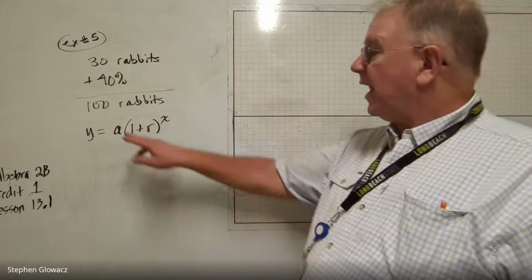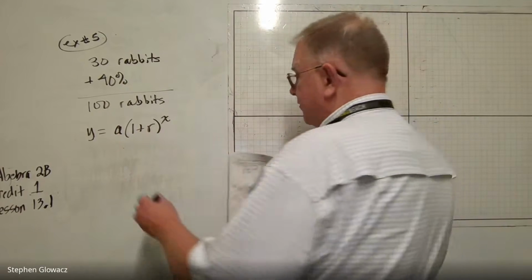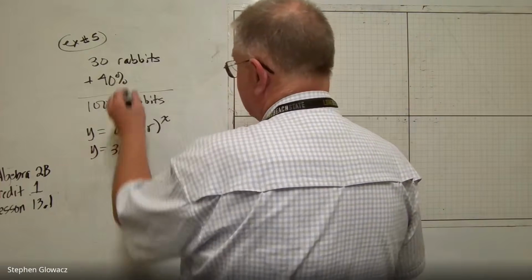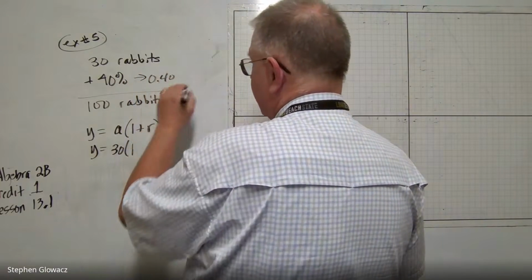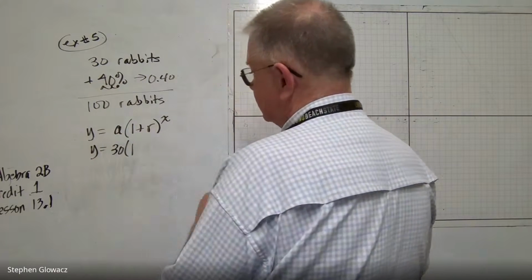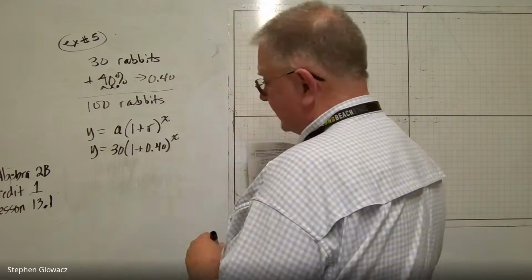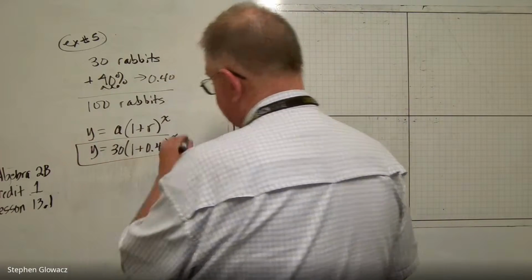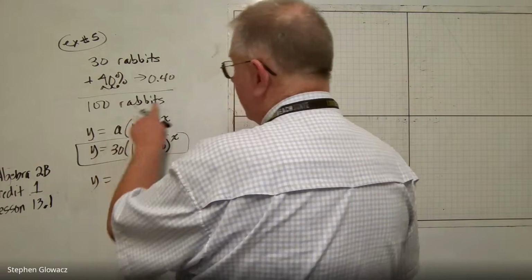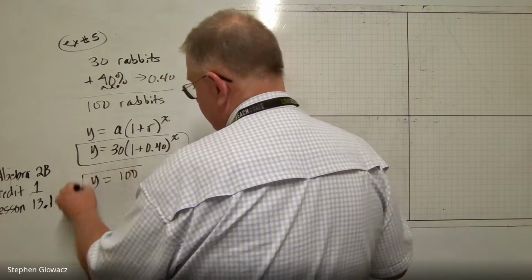All right, so now, what do we substitute in? A is our starting population of 30. Our growth rate is 40%. As a decimal, that would be 0.4. Remember, to make a percent a decimal, you move the decimal point 2 places to the left. So we have 1 plus 0.40 to the power of x. So that's our first equation. Our second equation is just y equals what we were trying to see how long it takes the population to grow to. So that's just y equals 100.